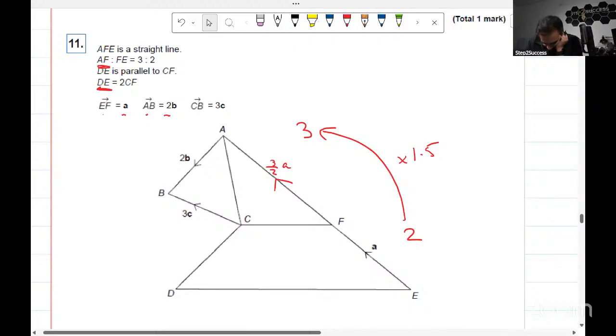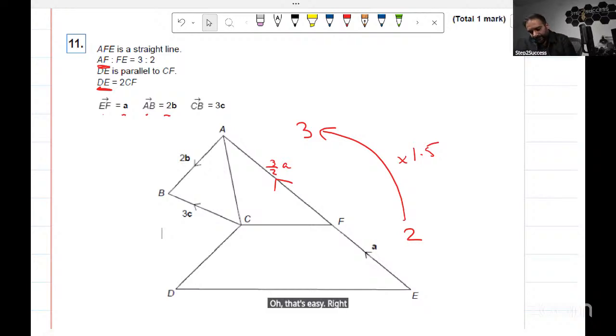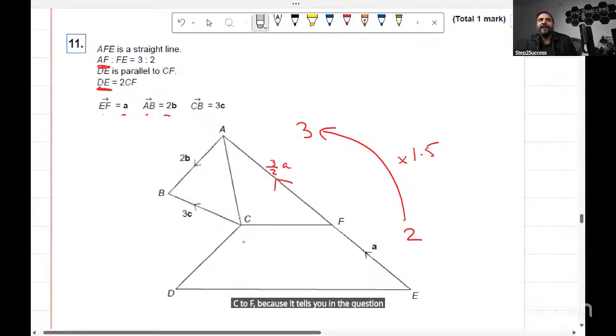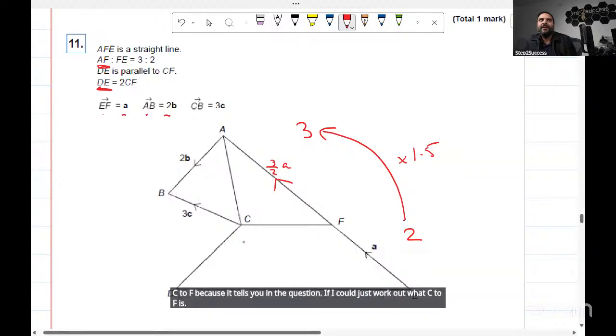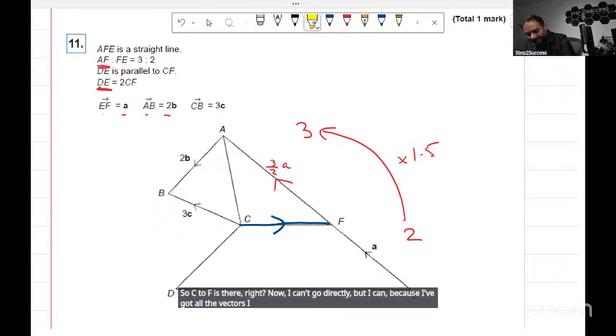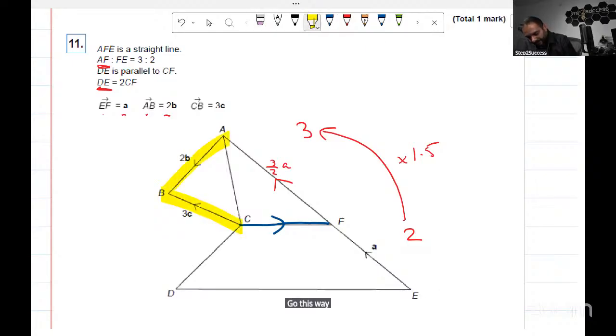Oh, that's easy. Because I know that D to E is just double this C to F, because it tells you in the question. If I can just work out what C to F is, then I can just double it, and that'll get me what D to E is. So can I work out what C to F is in any way? So C to F is there. Now I can't go directly, but I have all the vectors I need, so I can go this way, and then this way. And that will get me from C to F.